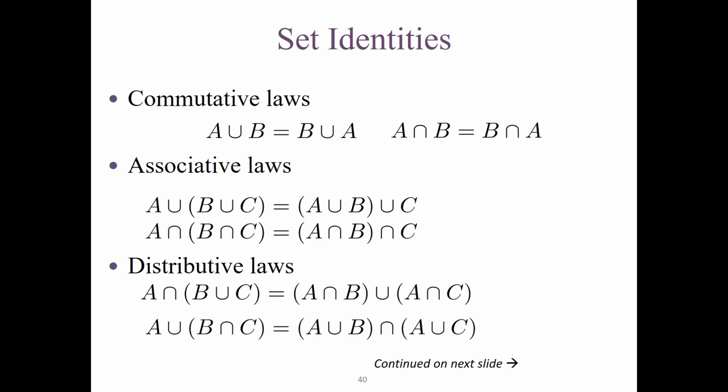For distributive laws, we can use A intersect B union C. Then the result equals A intersect B, and that union A intersect C. So we can see this is very similar to propositional logic.